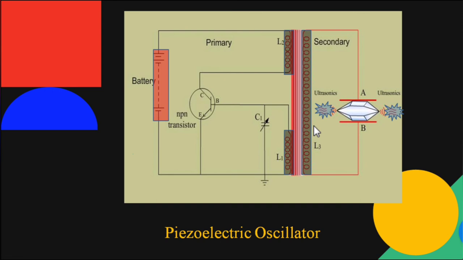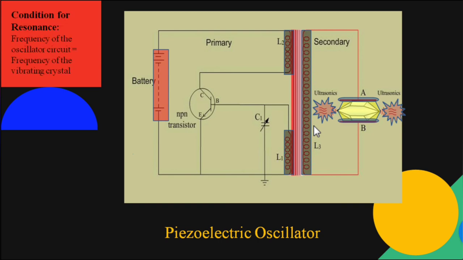Now the electrode receives this alternating EMF and the crystal placed between the electrodes experiences this oscillating force. Now the crystal is thrown into vibration due to the inverse piezoelectric effect, and the crystal vibrates with a larger amplitude due to resonance, and thus high power ultrasonic waves are produced from the ends of the crystal. Now, the condition for resonance is that the frequency of the oscillator circuit is equal to the frequency of the vibrating crystal.